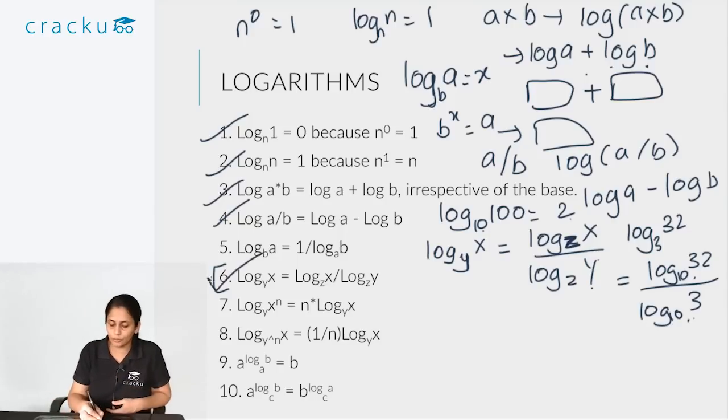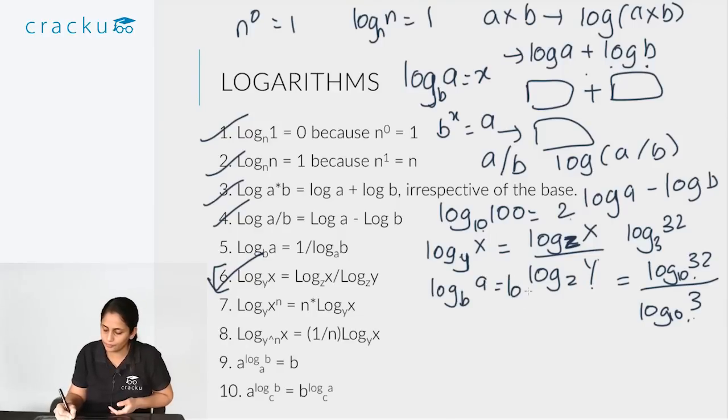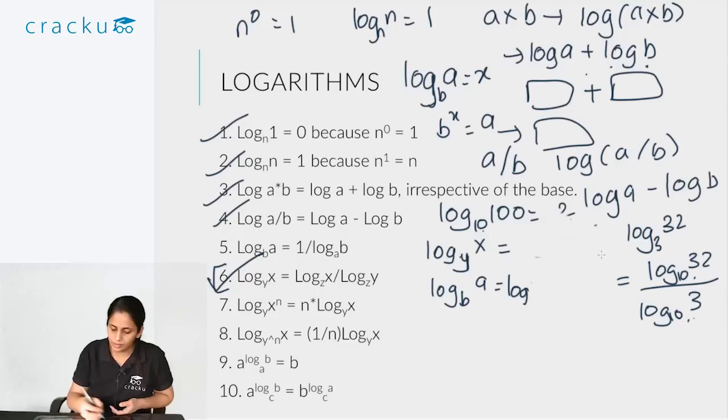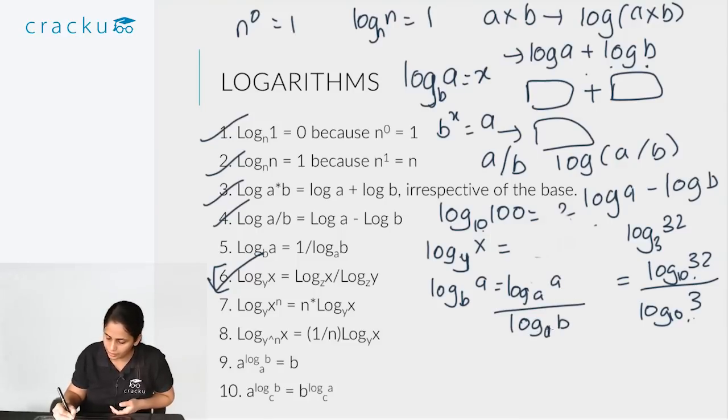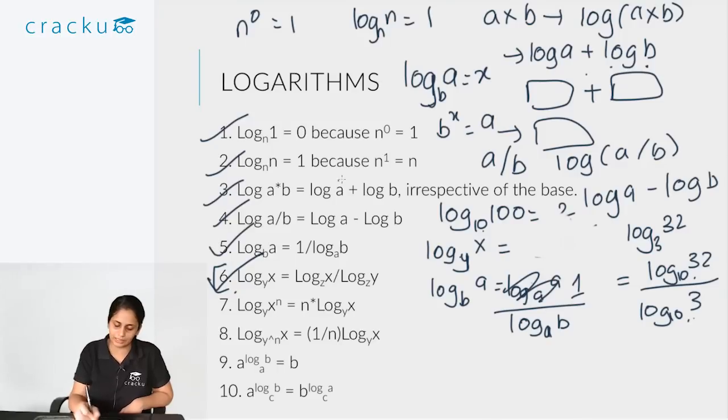Now, if you remember, this is just an extension of this, because you can write log of a to the base b as log of a to the base a divided by log of b to the base a, because I am taking a as the common base. Log of a to the base a is just 1. So this becomes 1 divided by log of b to the base a. So if you remember this, you can infer this.